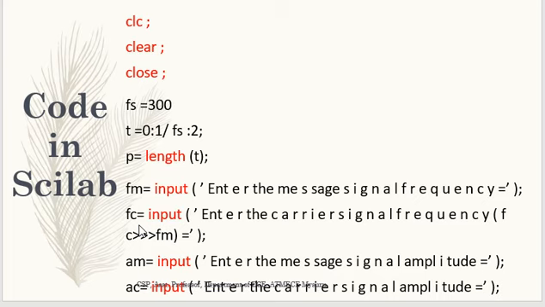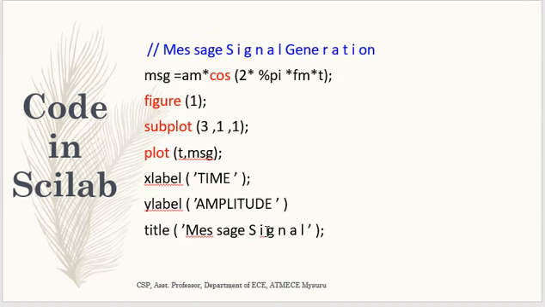And we need to give the message signal amplitude, which is defined by a variable called Am, and the input of a carrier amplitude, which is defined as Ac. From all these inputs, we are now going to calculate m of t, that is Am into cos 2 pi ft.